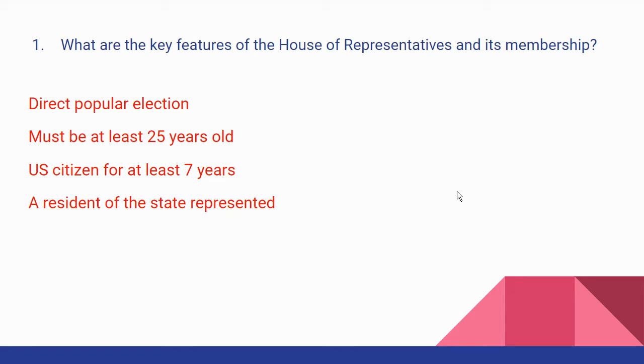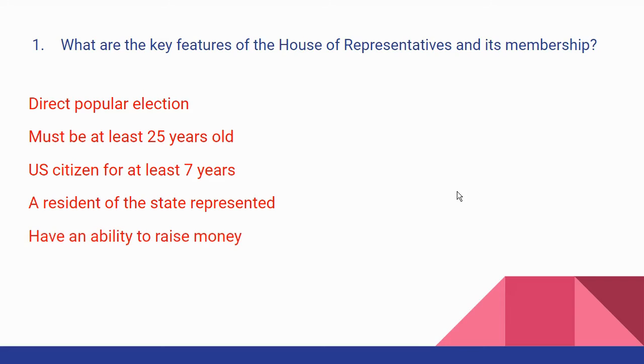They must also be a resident of the state that they represent. Now, there is nothing in the Constitution that says they have to live in the district they represent, although they generally do. But it's not a constitutional requirement. I think there was a state that tried to put that requirement into their state law, but the Supreme Court overruled that and said it was not in keeping with the Constitution. So they don't have to live in the district they represent, but it's probably a good idea that they do, and most of them do.